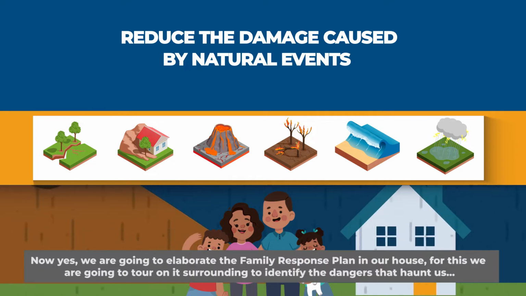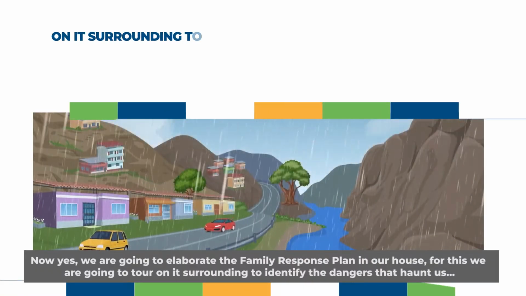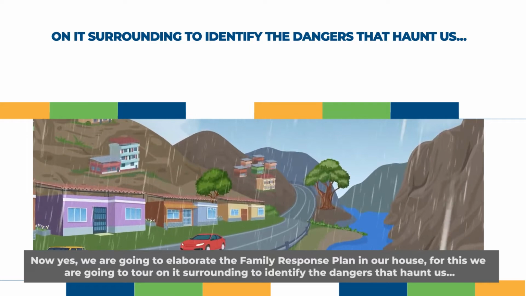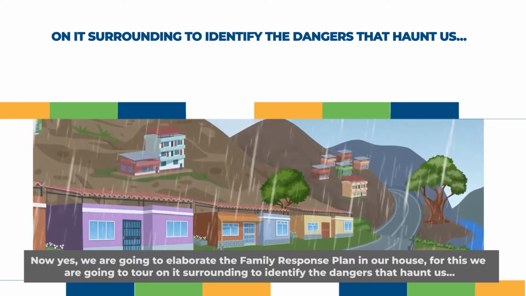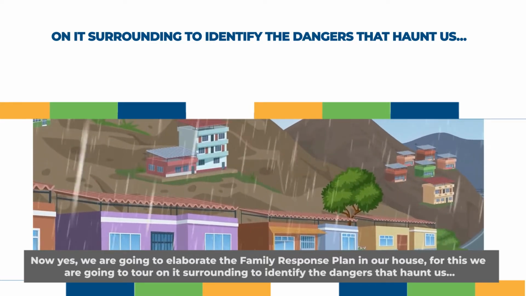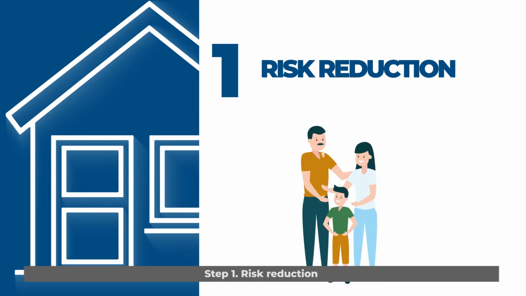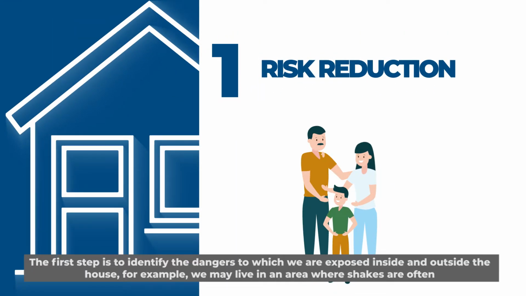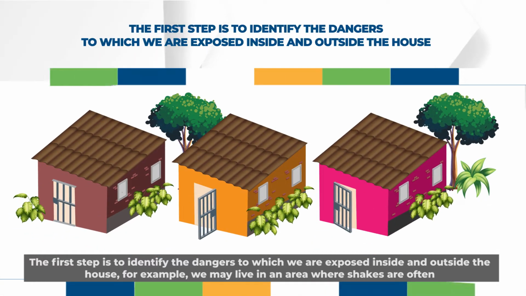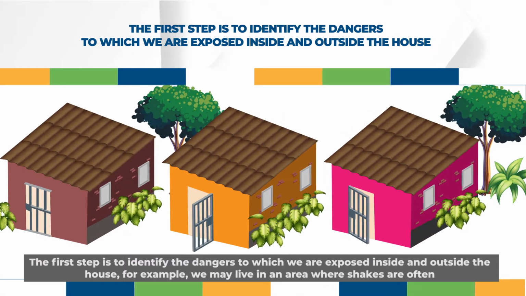Now yes, we are going to elaborate the family response plan in our house. For this, we are going to tour all its surroundings to identify the dangers that haunt us. Step number 1. Risk reduction. The first step is to identify the dangers to which we are exposed inside and outside the house.